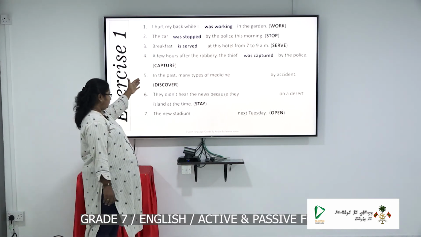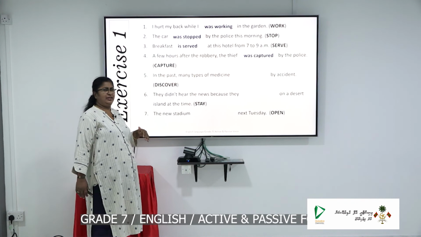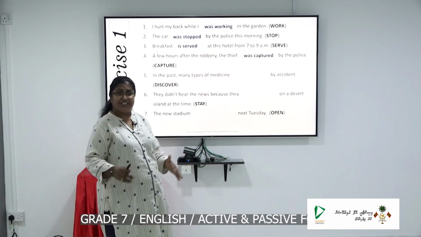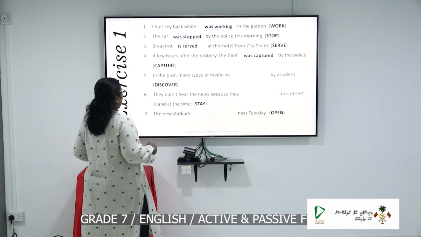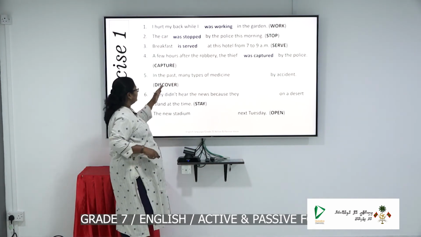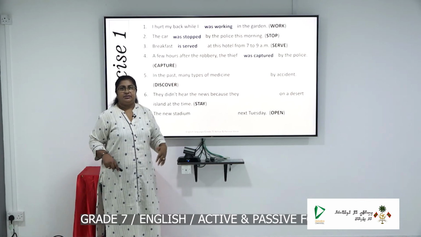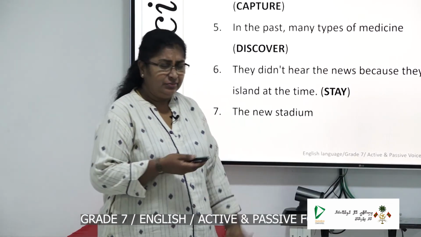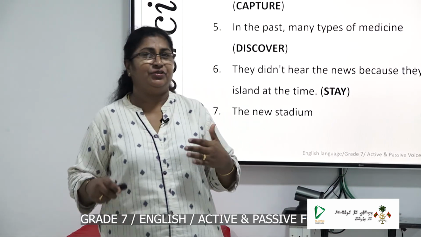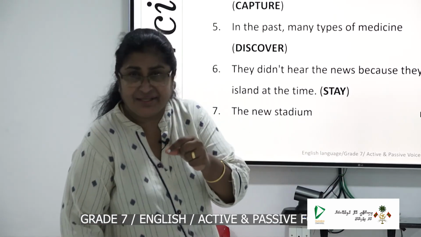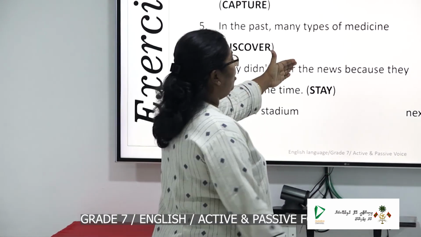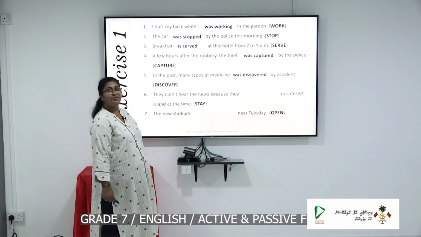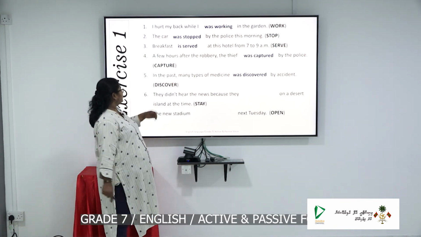Now let's go for the fifth one. Yes, I can see many of you have already given the answer, because it is past. In the past, many types of medicine were discovered by accident. Bracket, it is discover. So, is, was, what? You will say, no miss, it is said past. So the answer is was discovered by accident. Hope we are correct. Let's go for the sixth one.